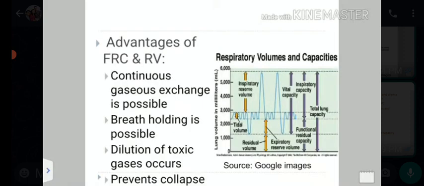Significance of FRC. FRC has various advantages. First and foremost is gas exchange becomes continuous because of the presence of some amount of air in the lungs. Second is breath holding is possible due to FRC volume. Third advantage is toxic gases can be diluted because we have a reserve of about 2300 ml of air in the lungs. And fourth one, it prevents collapse of lung.